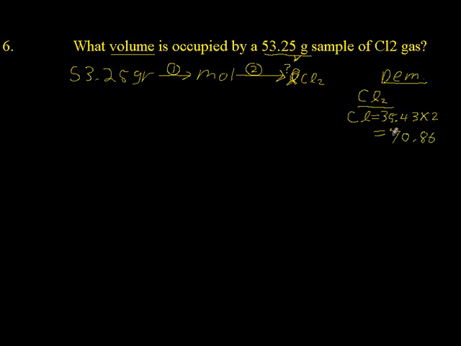Now, what does that number mean? It means if I measure out 70.86 grams of Cl2, I have 1 mole of Cl2 molecules. So now I come back here, I say, right, I know how many grams of this I have. By the way, you'll notice I don't have 70.86, I have 53.25. So I need to convert 53.25 grams to tell me how many moles. Now let's think about that. 70.86 grams is 1 mole. I have 53.25. So I clearly have to have less than 1 mole.